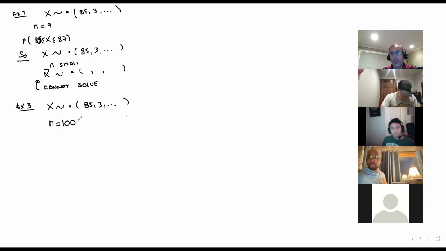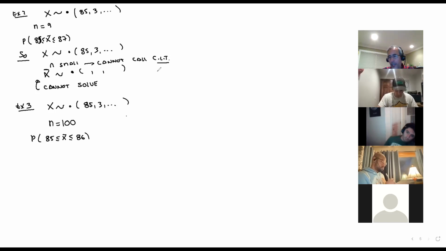Can you please compute the probability of being between 85, it's not X, this is X bar, and 86? Can you compute that? Now you can, but tell me why. Remember, you need to tell me why. That's crucial for me, that you understand why you are doing something. Why you cannot solve before: because N is small, you cannot call the central limit theorem. That's it. I want you to tell me that. Okay. Go ahead, guys, solve this example now.